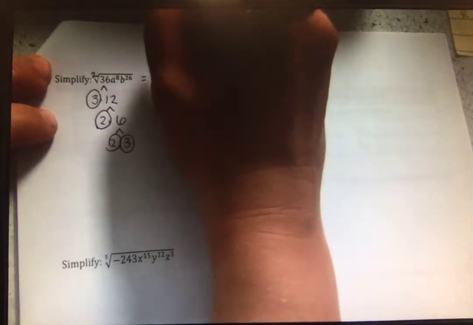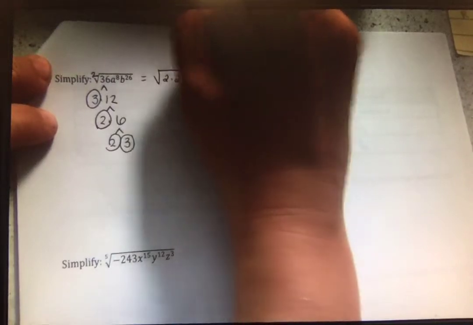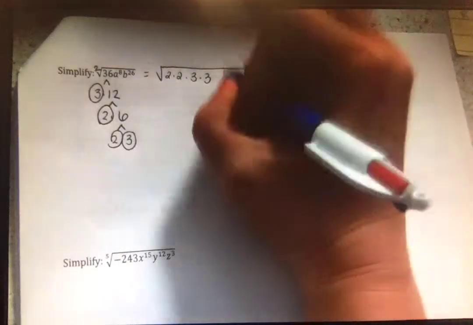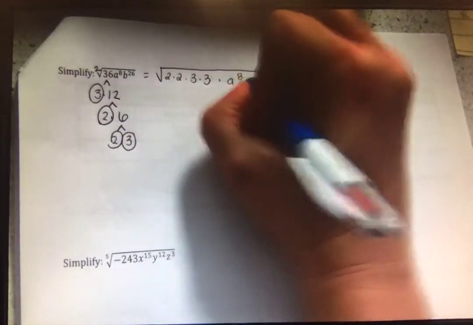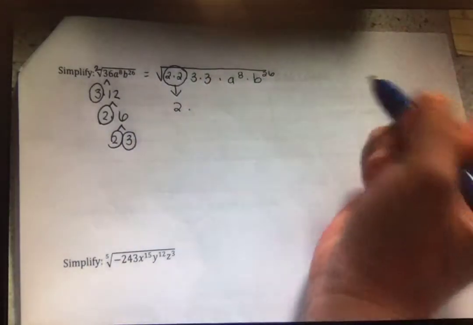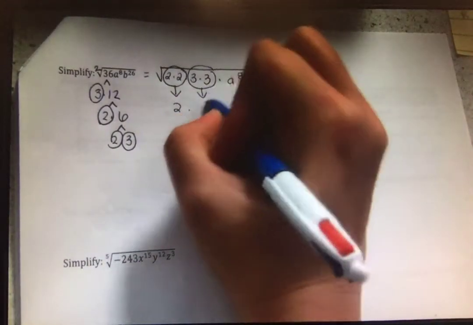And then we're going to use our little division shortcut to help us with those variables. Notice that there's no index written, so it's understood to be a 2. So underneath that square root, underneath the radical, we have 2 times 2 times 3 times 3. 2 times 2 times 3 times 3 will give us that 36 that we started with, times a to the 8th, b to the 26th power. We're looking for 2 of a kind, so these two 2s are coming out of the radical. These two 3s are coming out of the radical.